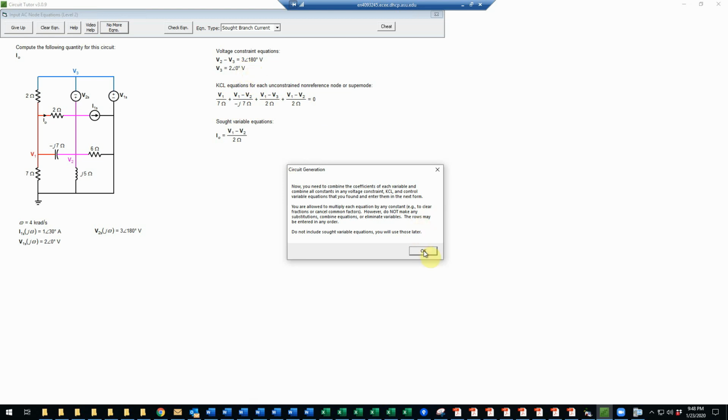Okay, so now in doing that, we are allowed to multiply through by a constant. So for example, if you wanted to clear fractions by multiplying this by 14, you would be welcome to do that, and that would work. However, what you cannot do is to, for example, substitute this equation into here directly, or into here, and make linear combinations. That's not accepted. We'll do that later when we do the algebra, but we're not going to do it when entering the equations into Circuit Tutor.